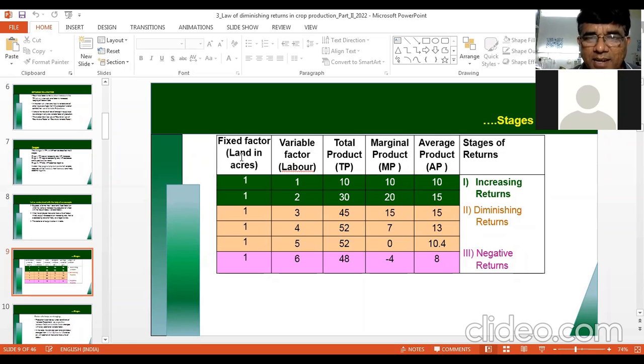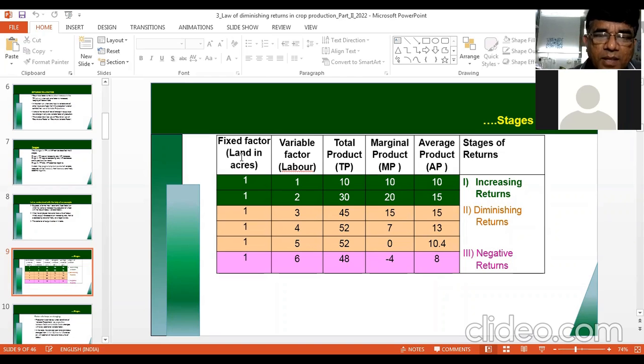Now see, the second stage is your diminishing return. In diminishing return, MP is positive, but MP is decreasing. MP has become 15 at unit 3, then 7, then it has become 0. So up to 0, there is no problem, and your TP is also not decreasing. It is almost fixed at 52, which is the maximum value of the TP. This is your diminishing return.